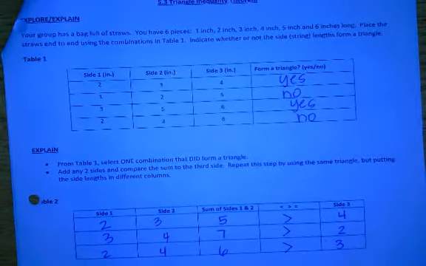Very good. So the sum of any two sides of a triangle has to be greater than the third side in order for it to form a triangle. So two sides always have to be greater than the third in order for it to form a triangle.